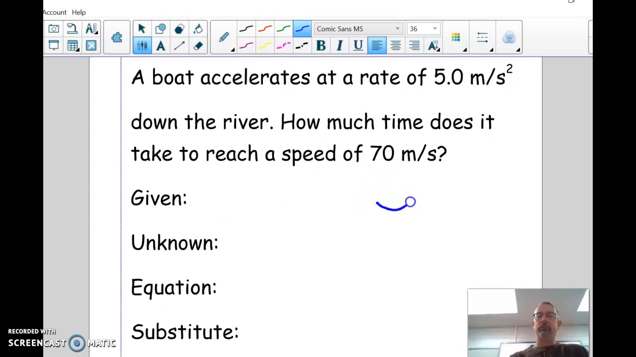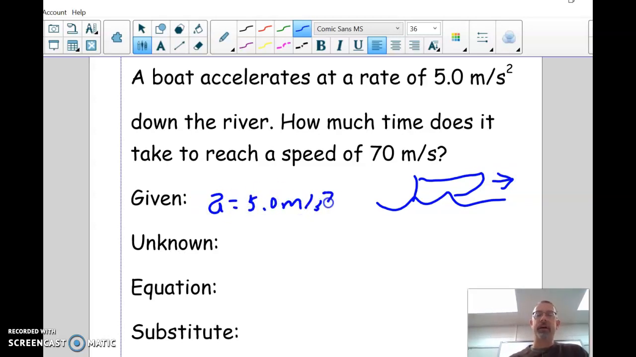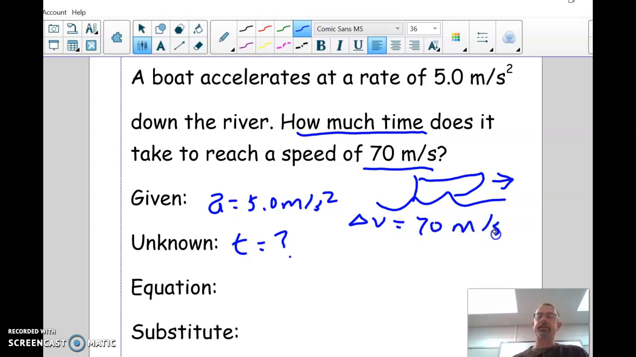So you've got a boat. The boat is going to accelerate downstream, okay, at a rate of 5.0 meters per second squared. They're giving us that. That's awfully nice. So you look at this word problem, identify what they're giving you. How much time? They don't know the time. Does it take to reach a speed of 70 meters per second? So my change in velocity equals 70 meters per second. I start at rest. I'm getting up to 70 meters per second.